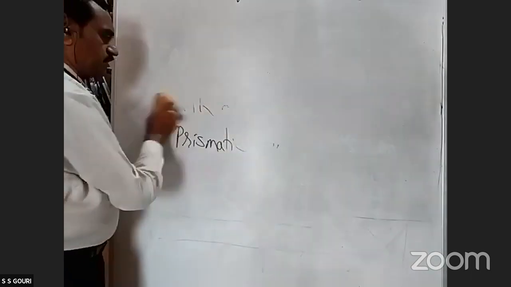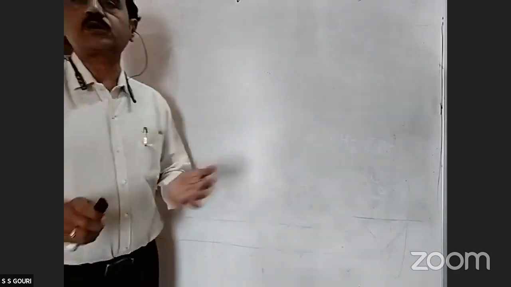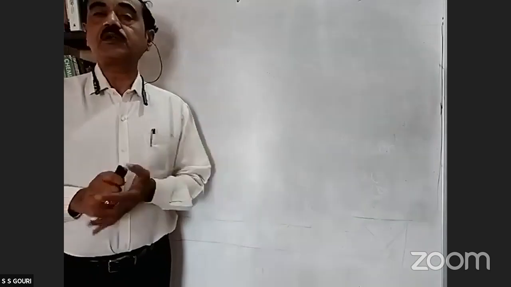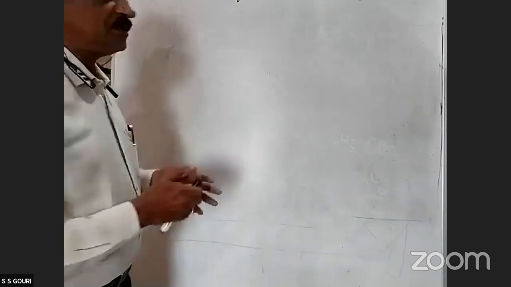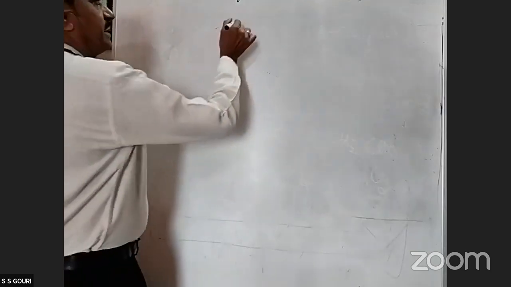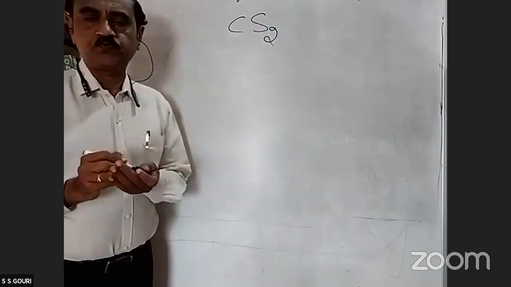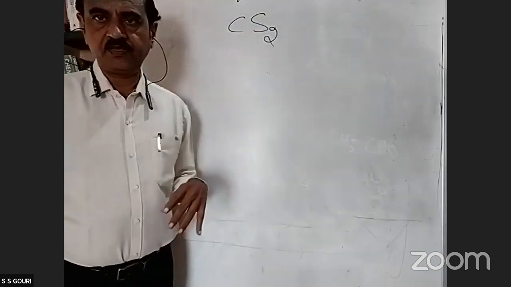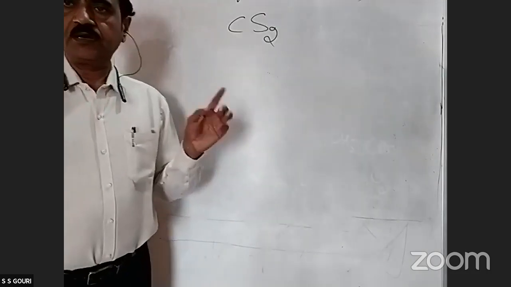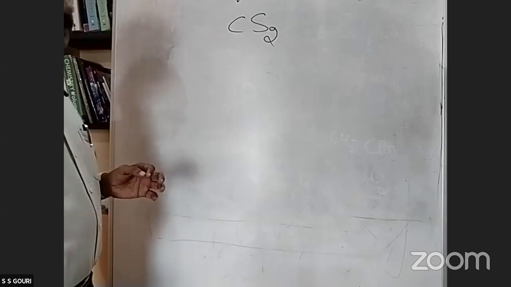Rhombic sulfur is insoluble in water, insoluble in alcohol, insoluble in benzene, but it is soluble in carbon disulfide. Carbon disulfide has the formula CS2. It dissolves in carbon disulfide, but it is insoluble in water, alcohol and benzene. It has a structure like this.